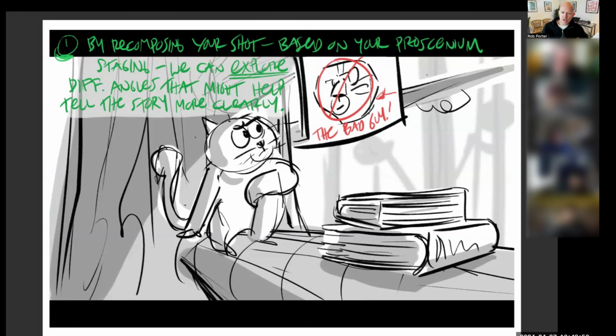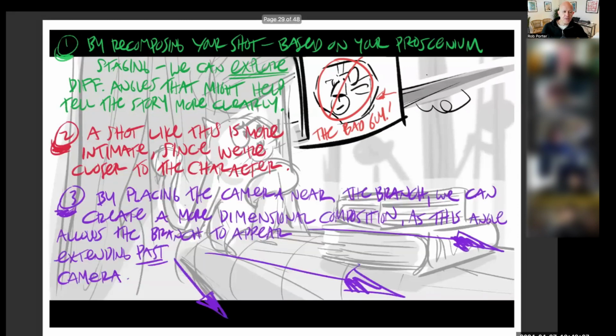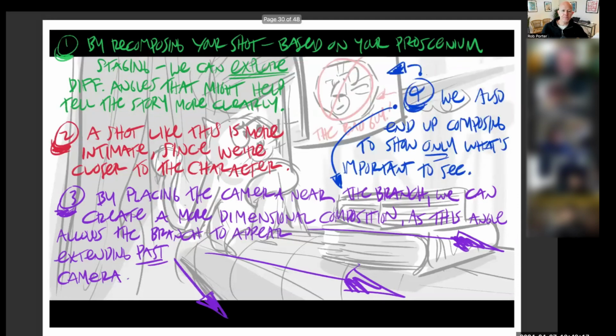Every time you stage your shot, you're attempting to answer the question that you've asked yourself. What do I want them to learn? What do I want them to see? How do I want them to experience it? And also, how can I make it more dynamic? A shot like this is more intimate since we're closer to our character. And by placing the camera near the branch, we can create a more dimensional composition, as this angle allows the branch to appear extending past camera. So this is more dynamic.